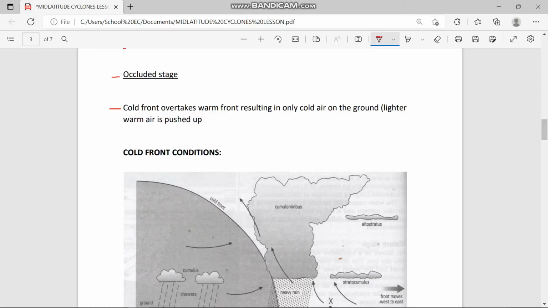Lighter warm air is pushed up, meaning that the warm air is now lifted upwards, leaving the cold, dense, dry air on the ground. So if ever you're on the ground experiencing this mid-latitude cyclone, you're going to experience cold air. You must wear warm clothes and so on.